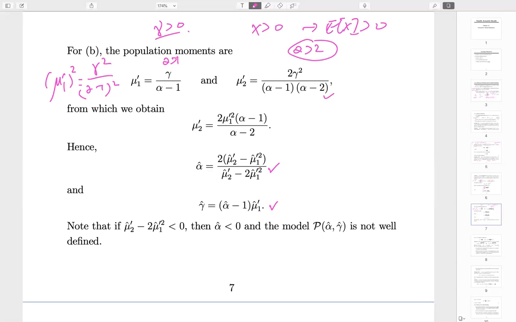Of course, as I already mentioned, there are some conditions, right? This condition means you don't have the variance term negative. If you get a negative variance, obviously it doesn't make sense. So we need this to be greater than 0, okay?